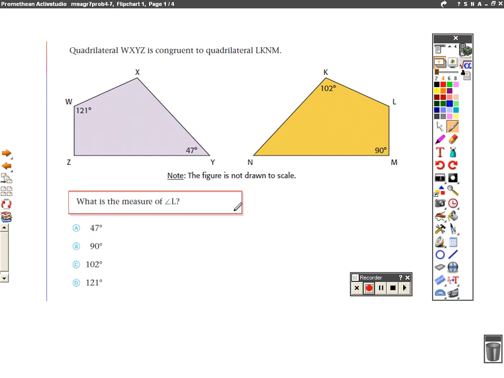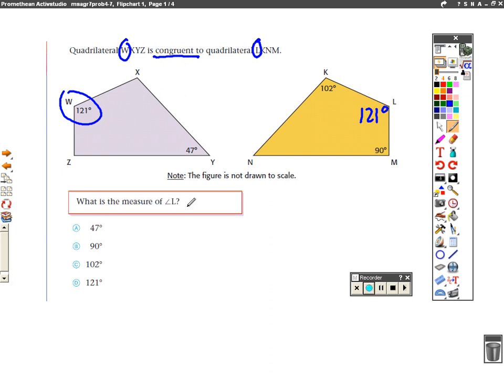Okay, in this video we are going to be looking at problems 4 through 7 on the Math 7 Practice MSA. Okay, it says quadrilateral WXYZ is congruent to quadrilateral LKMN. Congruent means equal. So W is in the same position as L, so W is congruent to L. So here, angle W is 121, which means angle L is 121 degrees. The question says, what is the measure of angle L?